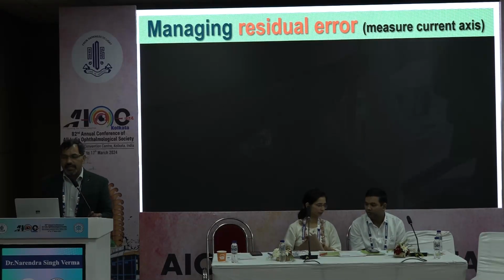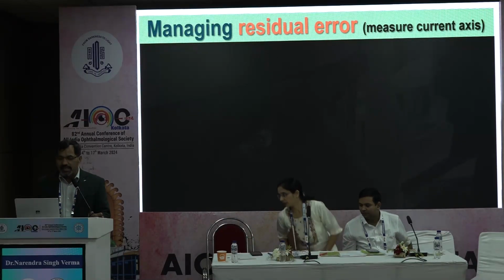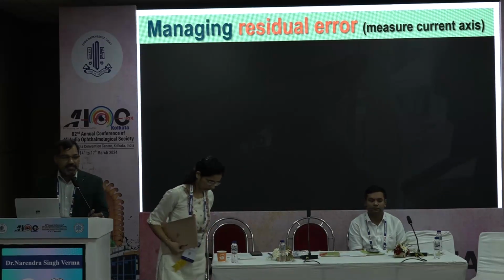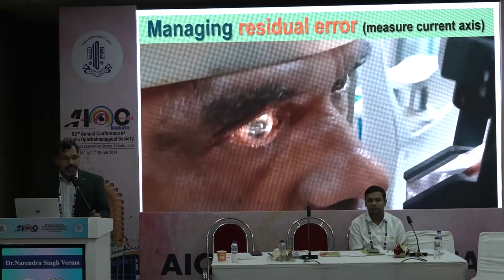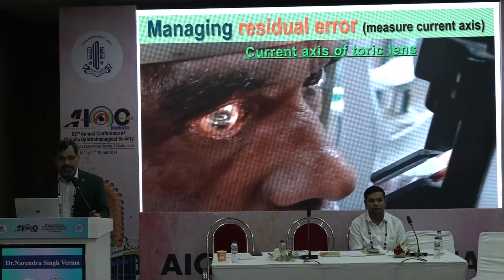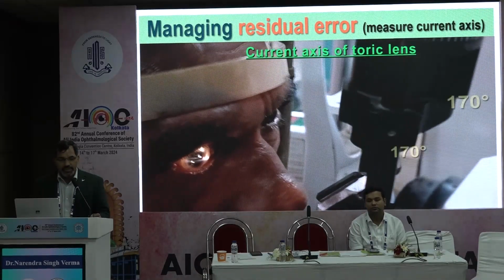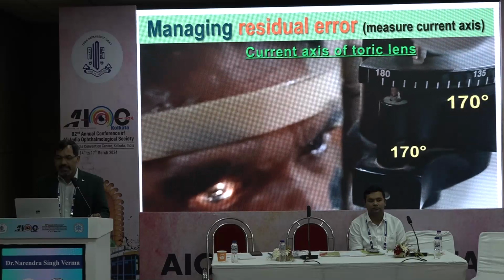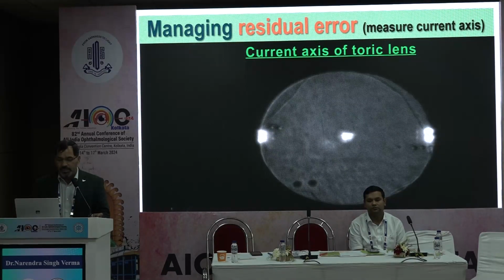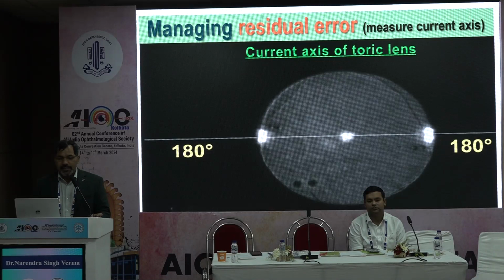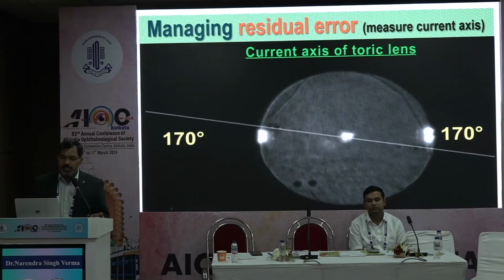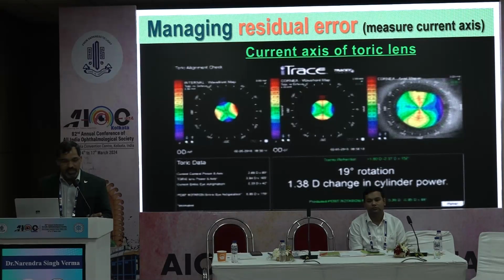To check how you can measure the current axis of the toric lens, it is very easy. Dilate the patient, make a slit, adjust it on the mark of the lens, and there is a rotating compass in the upper part. So you can check how much the axis is. If you have a retroillumination mode in your autoref, you can take the retroillumination picture, and by using the compass you can also mark this. You can find out the current axis of the toric lens.